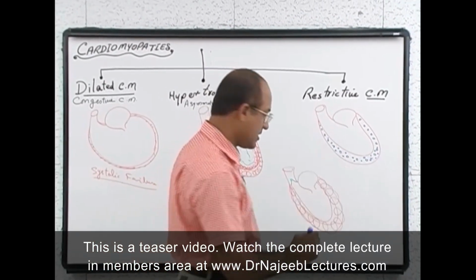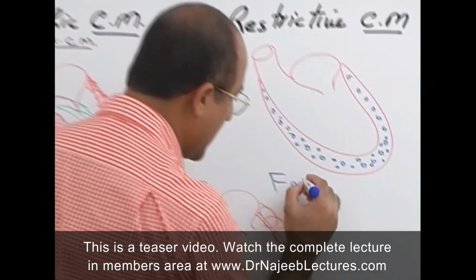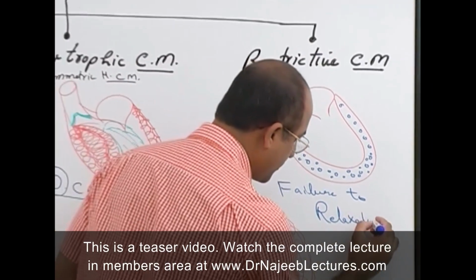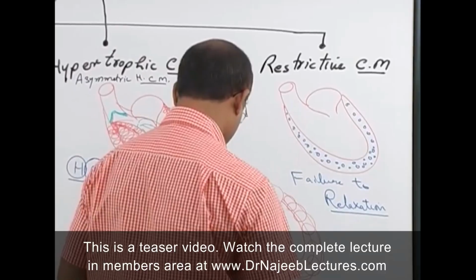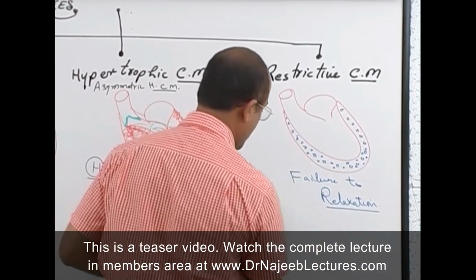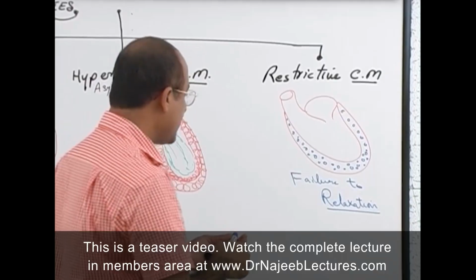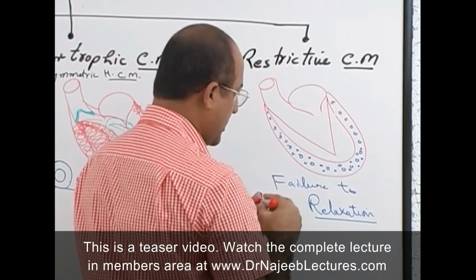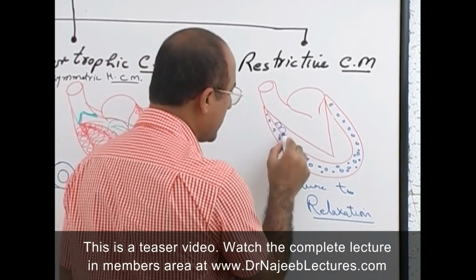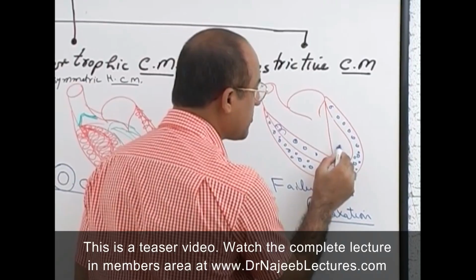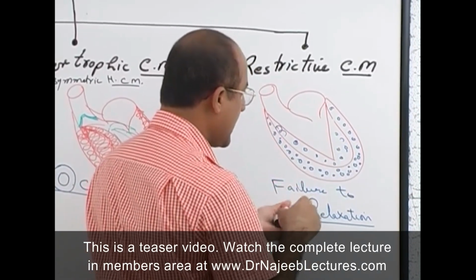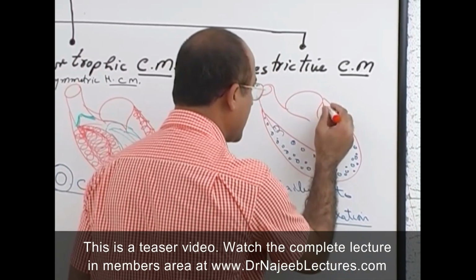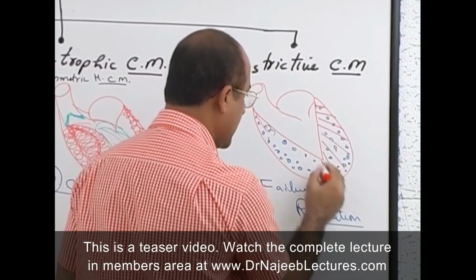The real problem, I should write it here. In this case, the real problem is failure to relax. Look at it. Due to infiltration, this becomes thickened. It is thick myocardium, right? And this myocardium, which is thick, fails to relax properly.